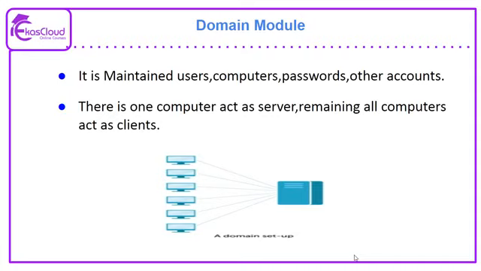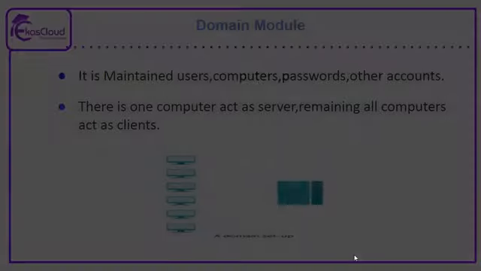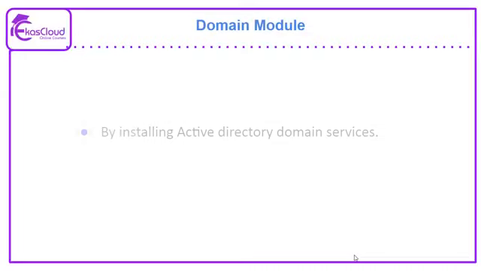Now, how do we change to the domain model manually? There is one famous service for the Windows domain platform, Active Directory Domain Services. Using these services, the administrator changes the workgroup computers to the domain model. It is one of the universally famous tools for the domain model, by installing Active Directory Domain Services.